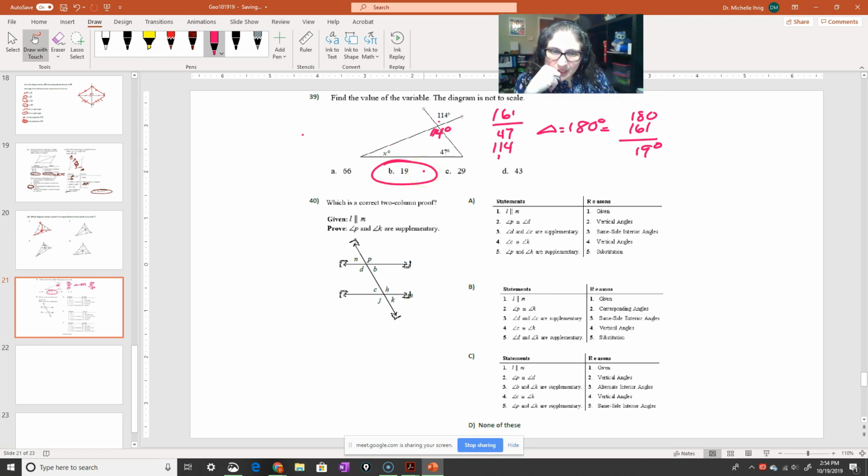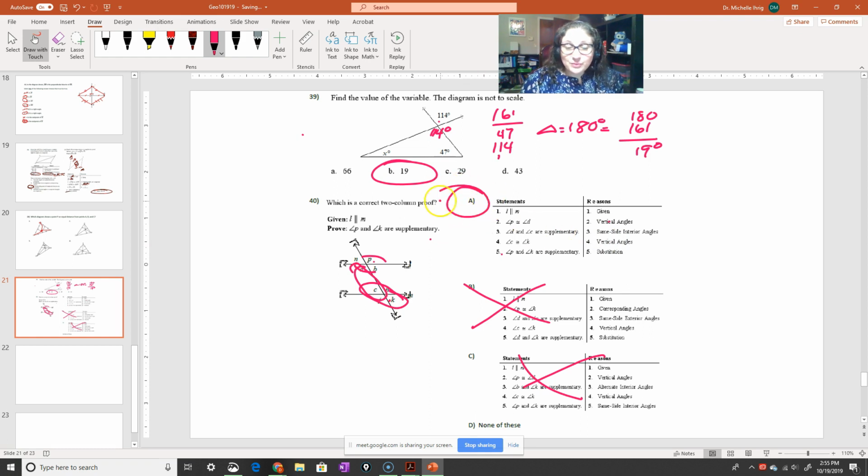The last one is, which is the correct 2-column proof? All of them have the given. P and D are vertical angles. That is true. So it's not going to be choice B. D and C are same side interior. That is true. So it's not going to be choice C. C and K are vertical angles. That is true. P and K therefore have to be equal, supplementary. That is true. So the answer is choice A.